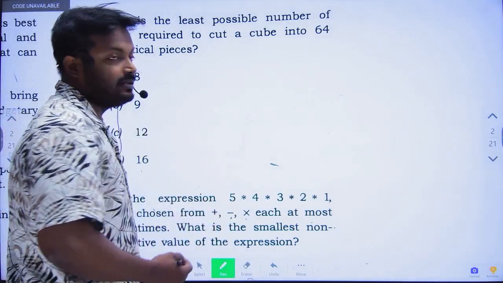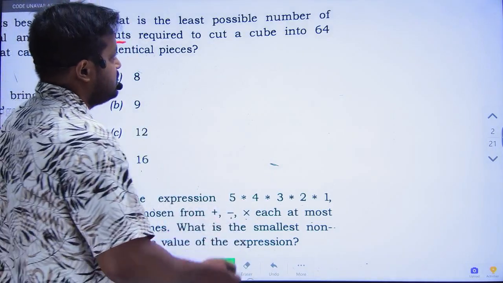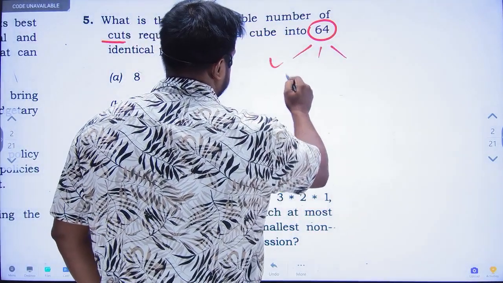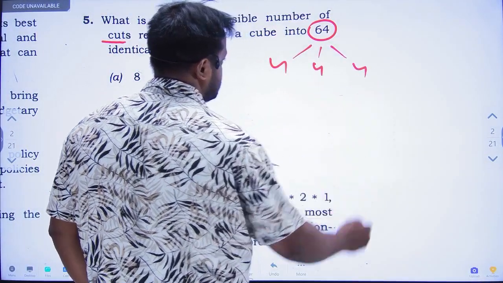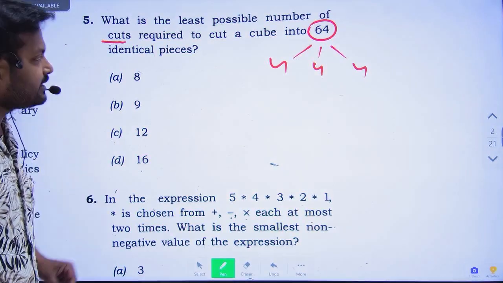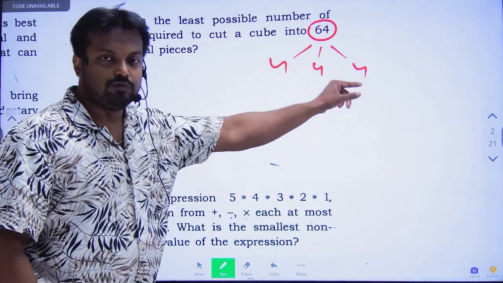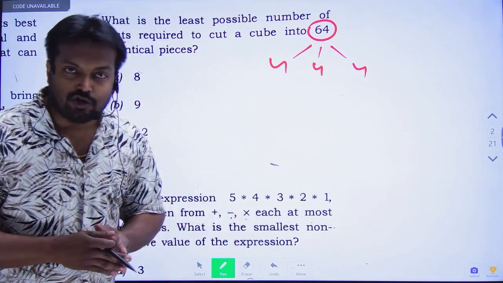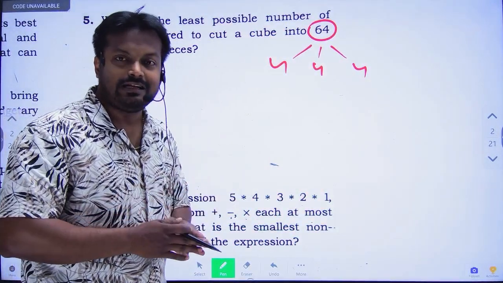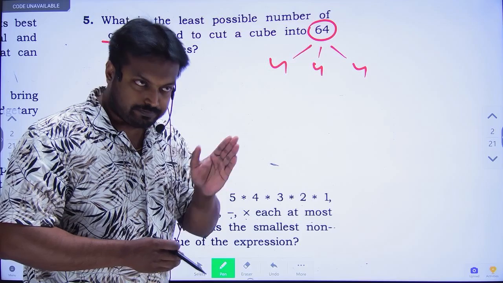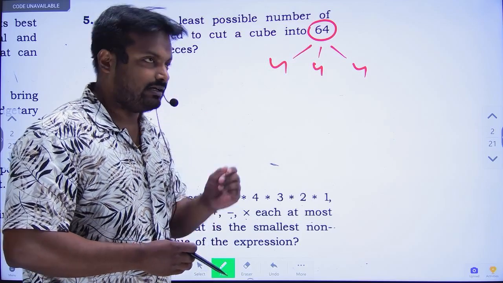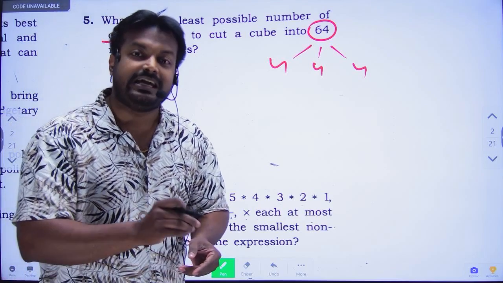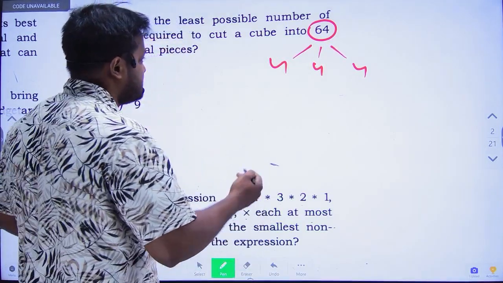So it's a very basic question of cubes. So it's a perfect cube, 64. So this is 4 into 4 into 4 cube, right? 4 pieces. But cuts would be one less, right? Because in cubes we make cuts parallel to any particular axis. Let's say in x-axis you are making n cuts, then number of pieces would be n plus 1. Fine. So the concept should be absolutely clear.